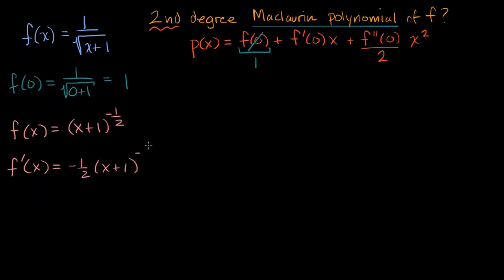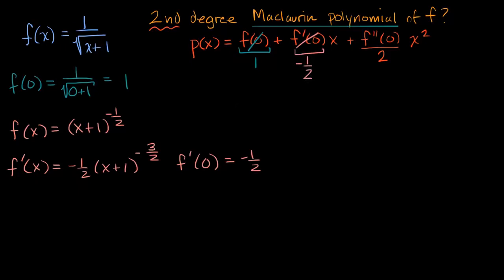And so the first derivative evaluated at 0 is just negative 1/2 times, if this is 0, 0 plus 1 is just 1. 1 to the negative 3/2 power. Well, that's just going to be 1. So this whole thing, f prime of 0, is just negative 1/2. So this right over here is negative 1/2.